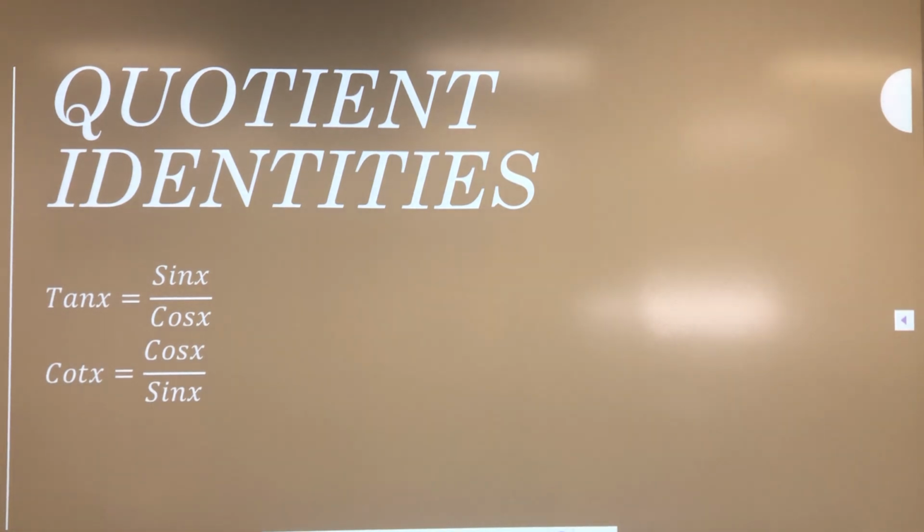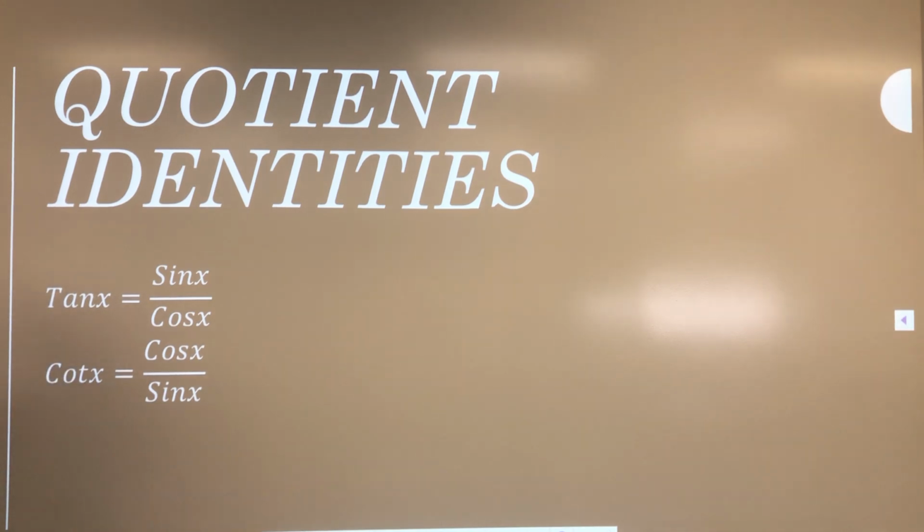So what's the next two? The next two are called quotient identities, and there's only two. So there's only two quotient identities you must memorize. The first one is the tangent of x is equal to sine over cosine. We've got to know that, okay? We need to know that the tangent is sine over cosine.